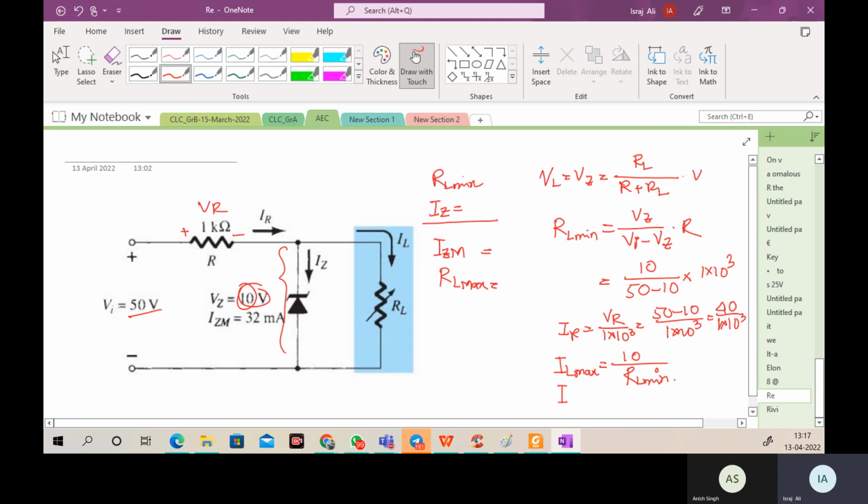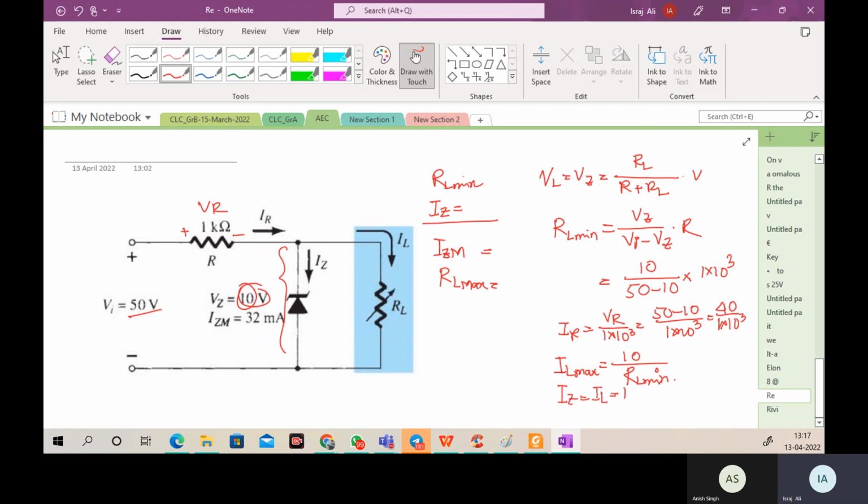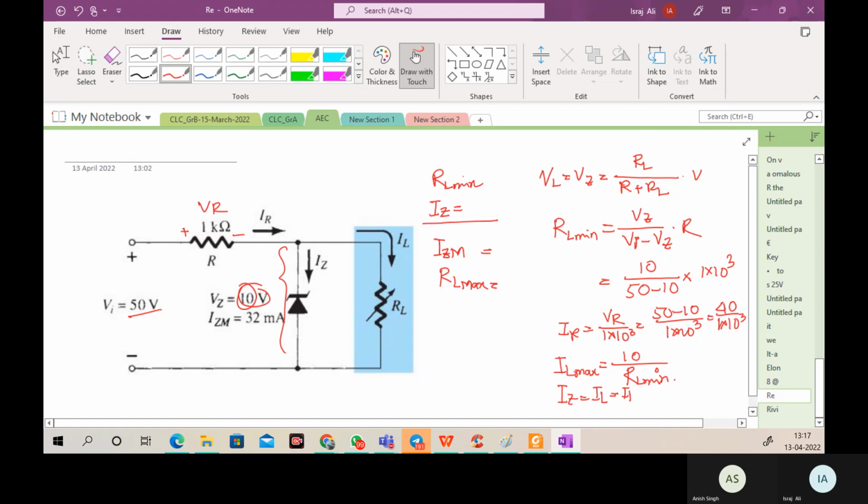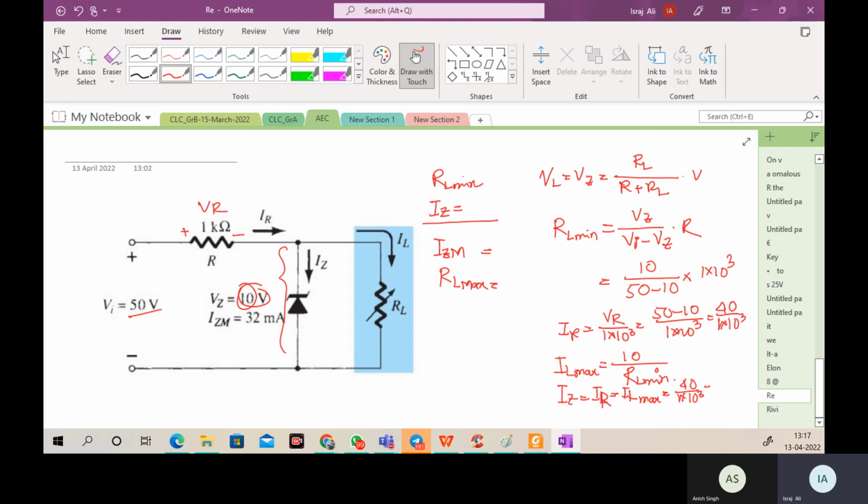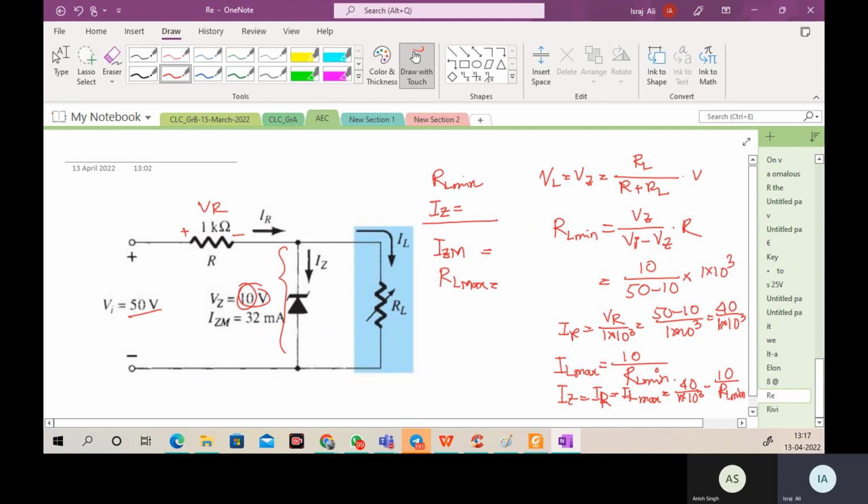Then we will get IZ. IZ is what? IR minus IL. And this is actually the maximum value of this. So 40 by 1 into 10 to the power 3 minus IL max. IL max is what we are getting, 10 by RL minimum. So if you solve this one, you will get the value.